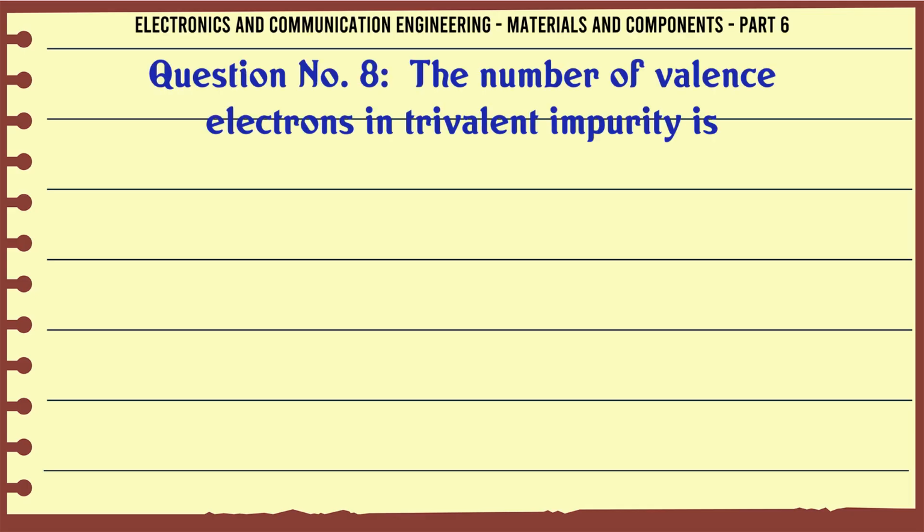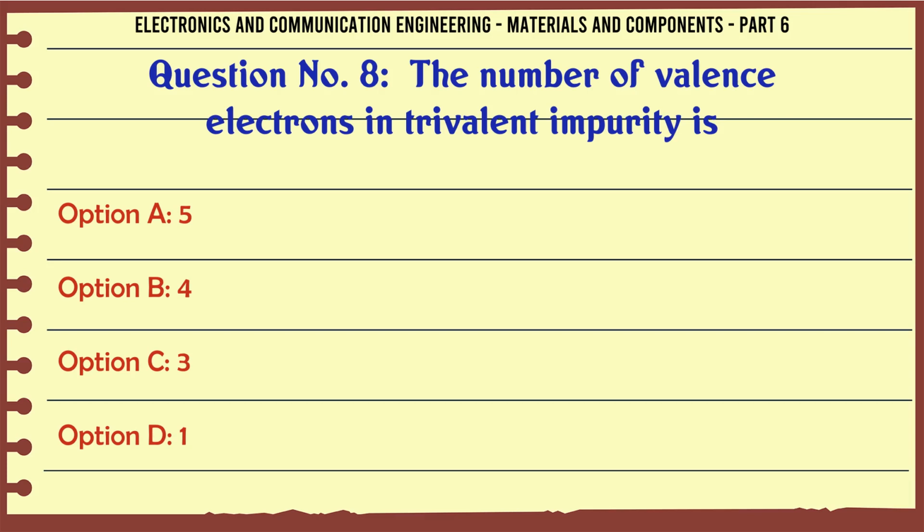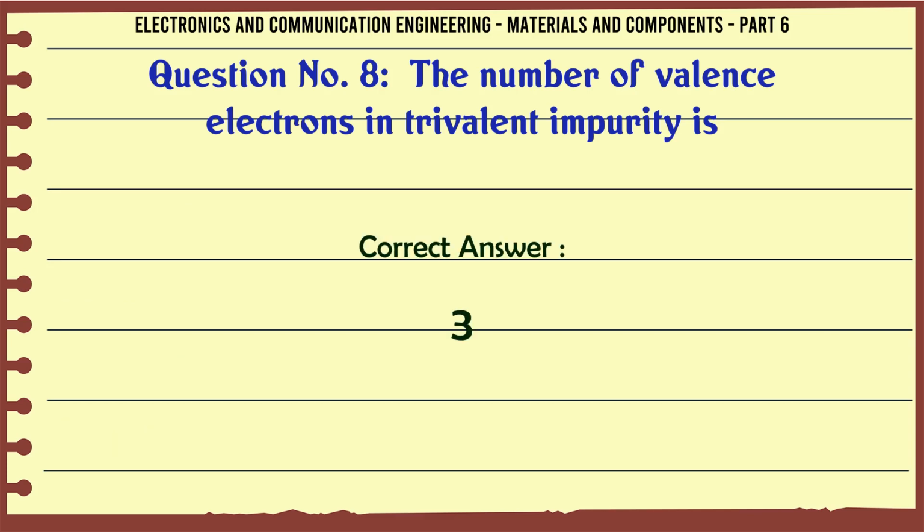The number of valence electrons in trivalent impurity is A. 5, B. 4, C. 3, D. 1. The correct answer is 3.